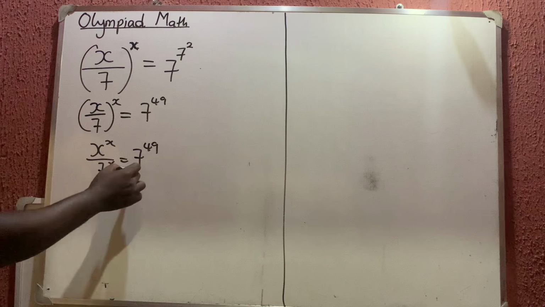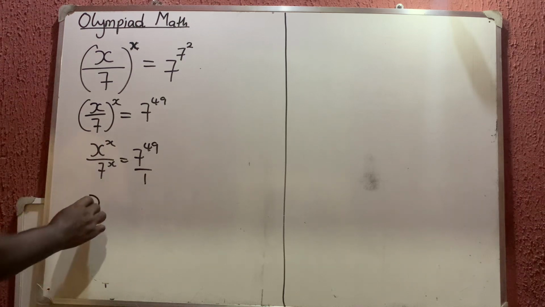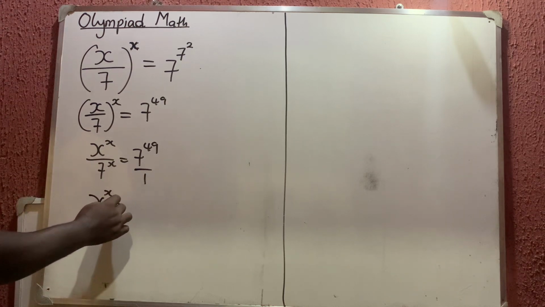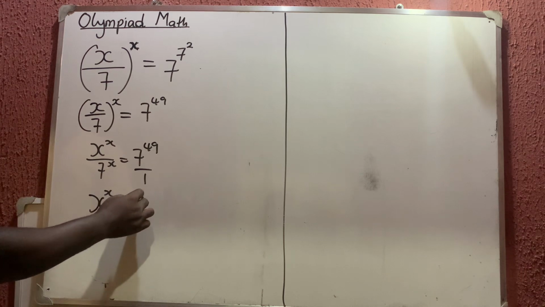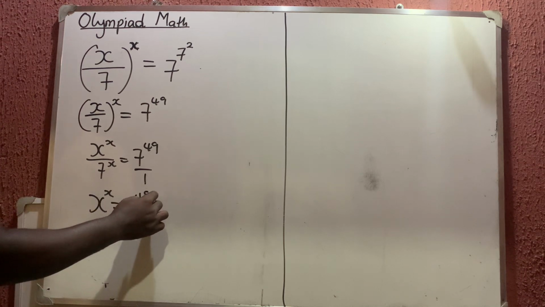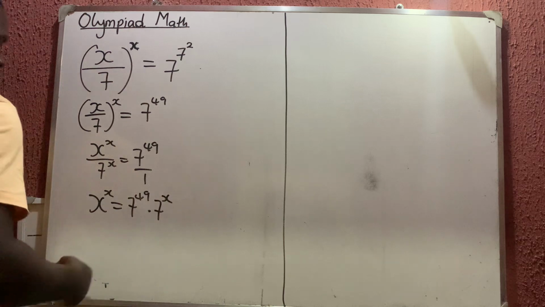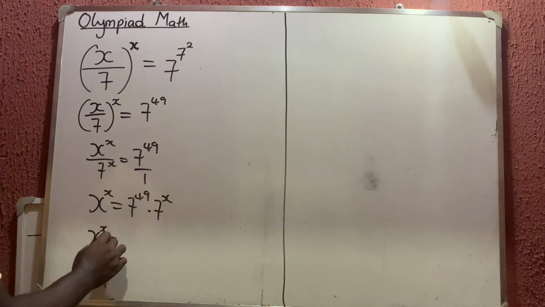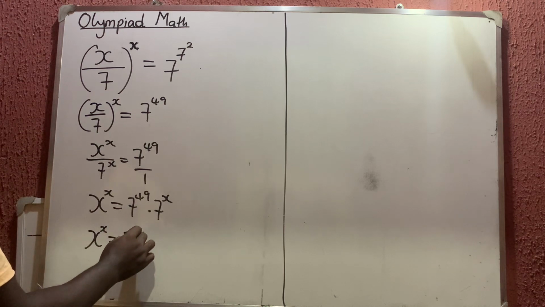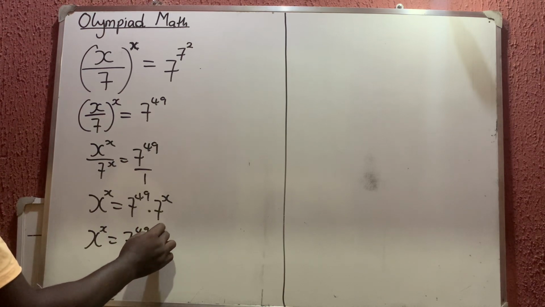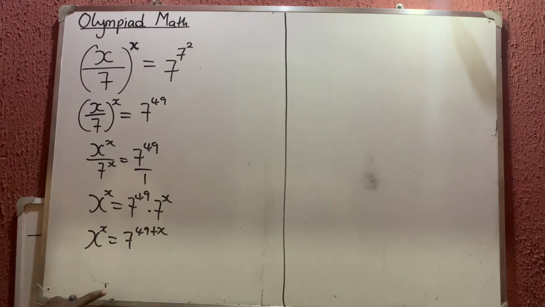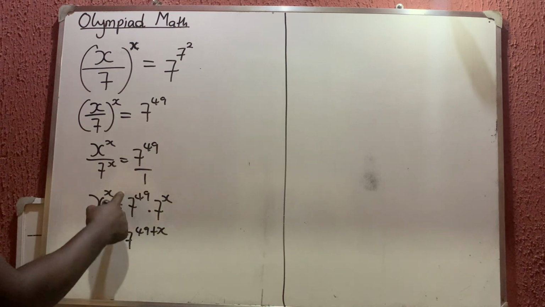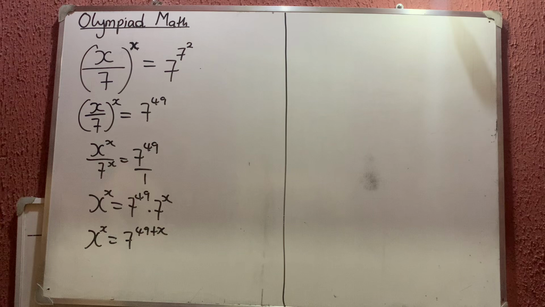If I cross multiply, I'm going to have that x raised to power x is equal to 7 raised to power 49 times 7 raised to power x. So this is now x raised to power x is equal to 7 raised to power 49 plus x, according to the law of indices. If we have multiplication, we can easily add the powers, right? So now what do we do next?